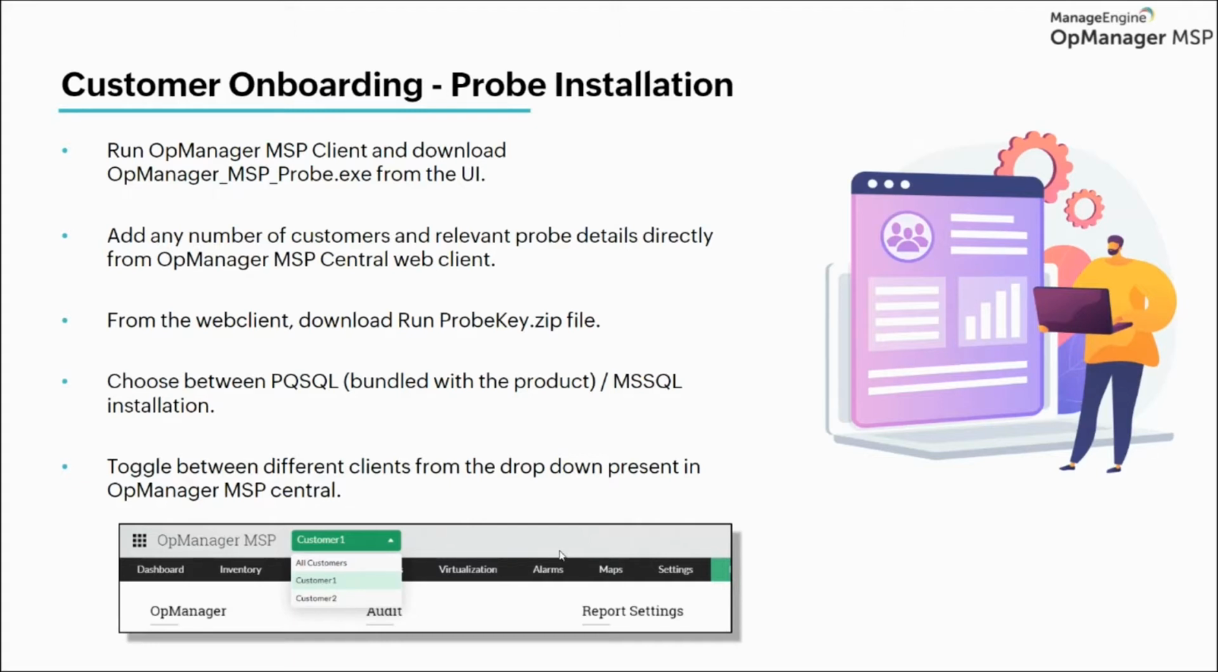All you have to do is install the Central, get the probe key zip, and then go to the OpManager Probe MSP installation and deploy this key during the installation so that the OpManager Central and the probe will sync together and work pretty safely.